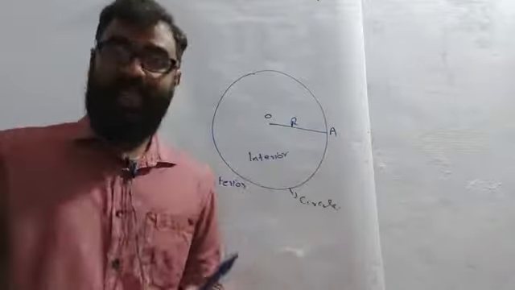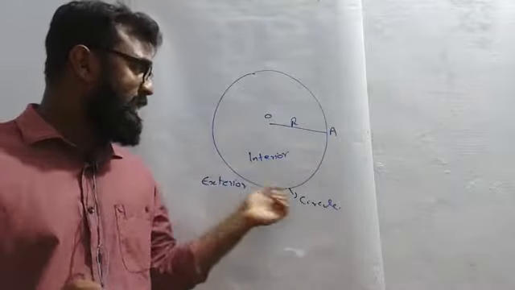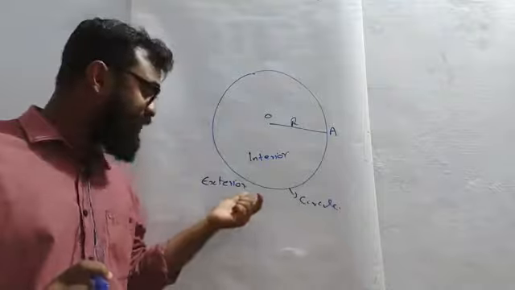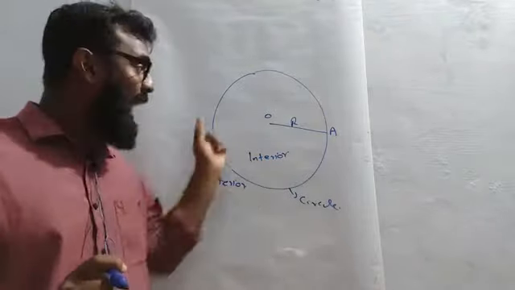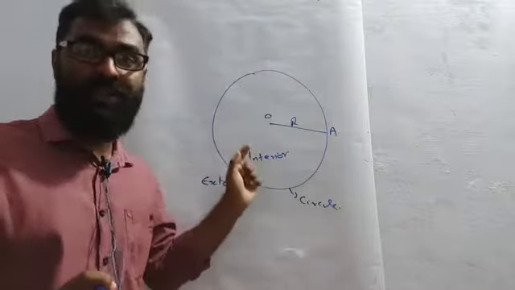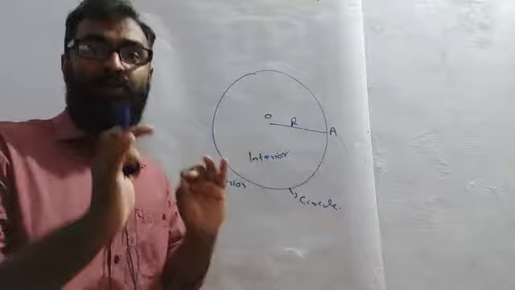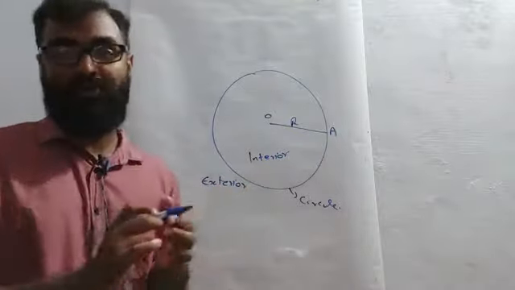A circle will divide the whole plane into three parts. What are they? The first one is the circle. This is the boundary, and outside the circle is called the exterior of the circle, and the inner region of the circle is called the interior of the circle. So the plane can be divided into three: one is the interior of the circle, next is the circle, and another is the exterior of the circle.